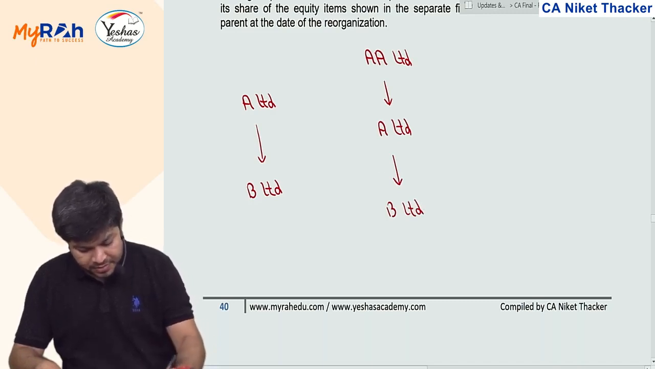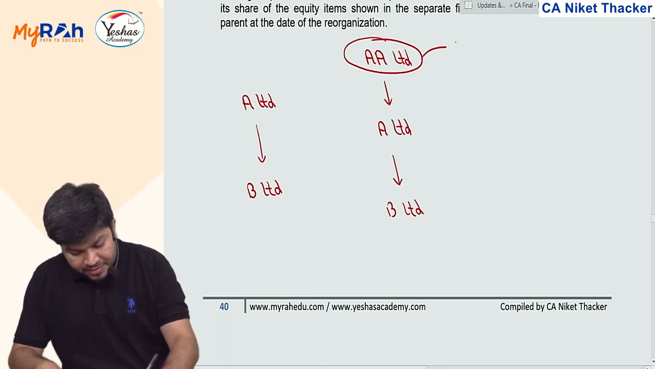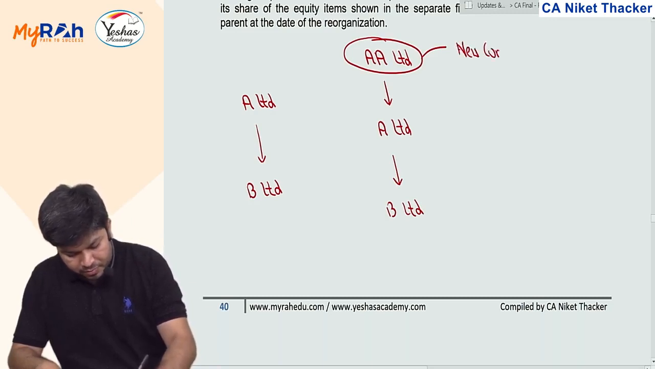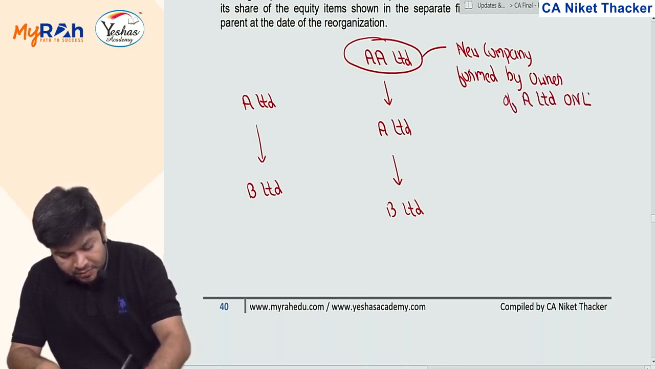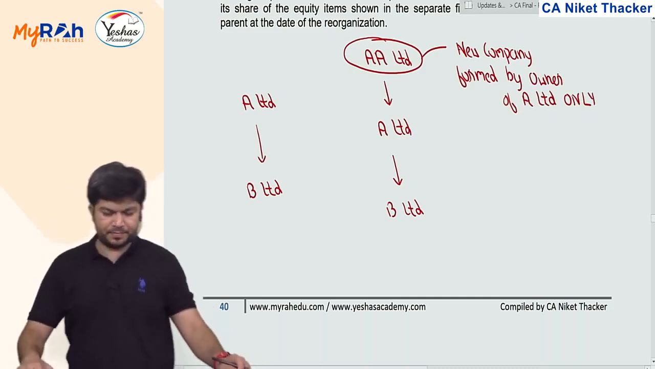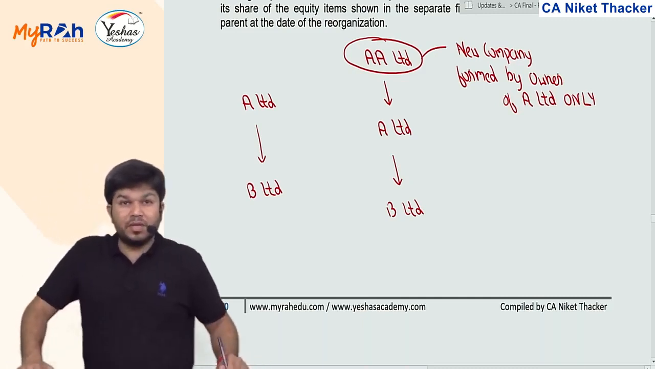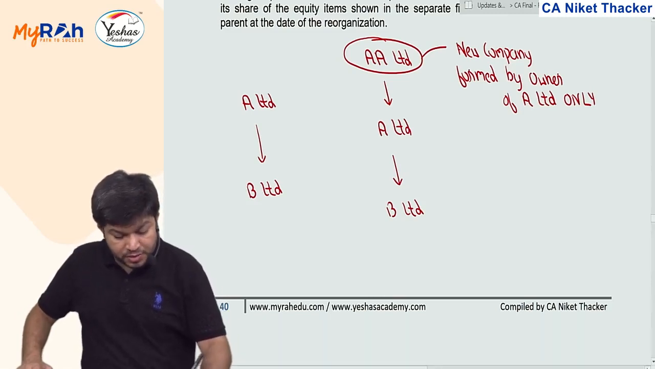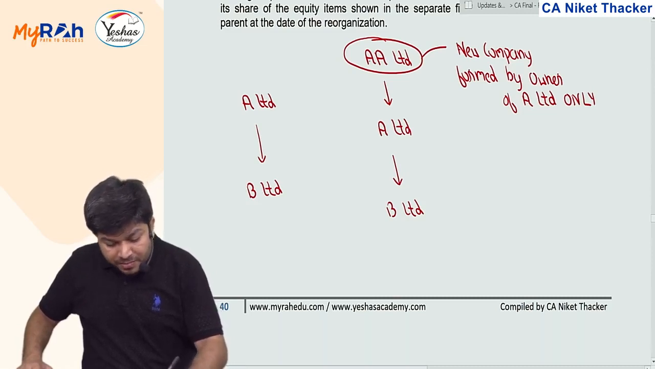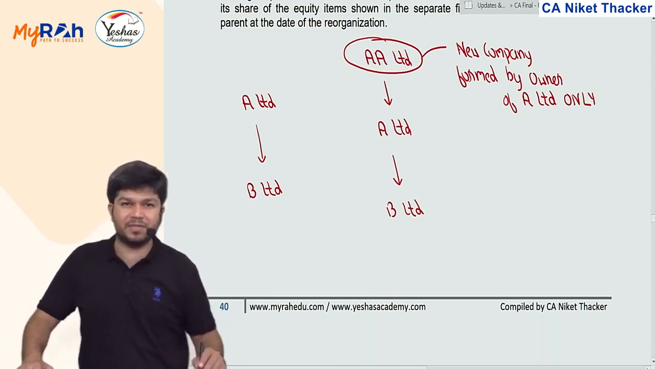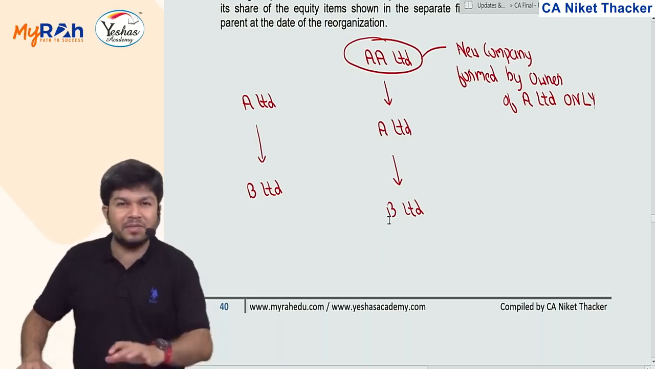But double A Limited is a new company formed by the same owners. It's a new company formed by owners of A Limited only. The owners of A Limited only have formed double A. So earlier it was owners to A to B. Now owners to double A to A to B. It's kind of this. Okay, if at all this way it is done.